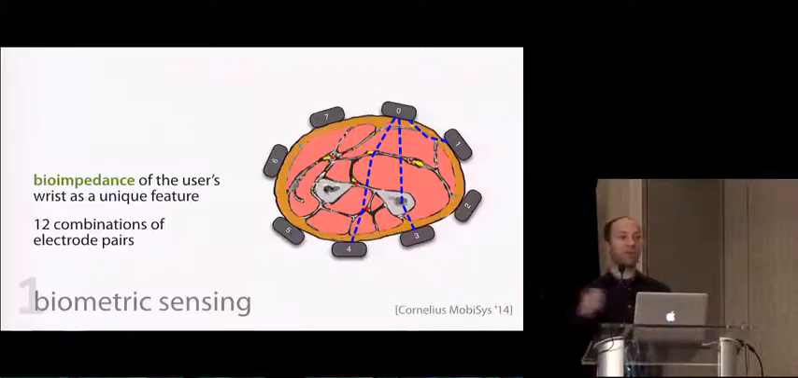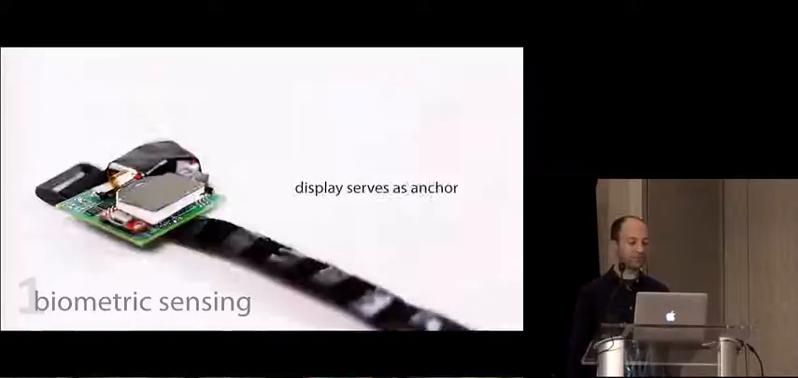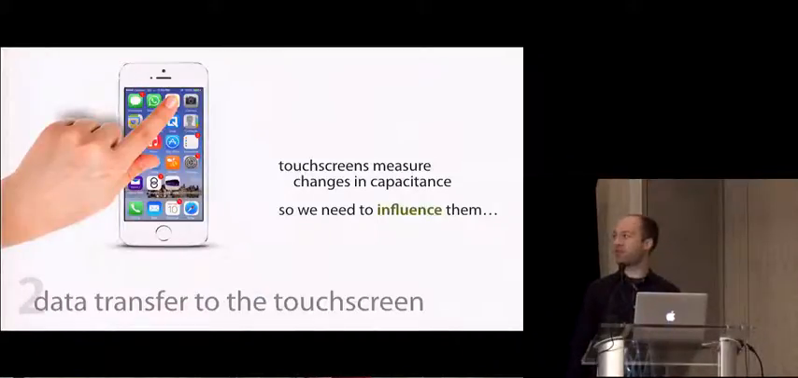We're actually sweeping through 12 different frequencies, measuring the impedance between pairs of electrodes, and then modeling a profile for each user. Here's just an example of 2 different users, and just by plotting the magnitudes, you can see how they're different, and this is unique and stable over time in order to identify them. Details are in the paper. We also have a display on the device, and it's really interesting because it turned out that the main purpose of the display was actually to serve as an anchor, so that when people put on the band, it roughly sits in the same location and the electrodes don't move too much.